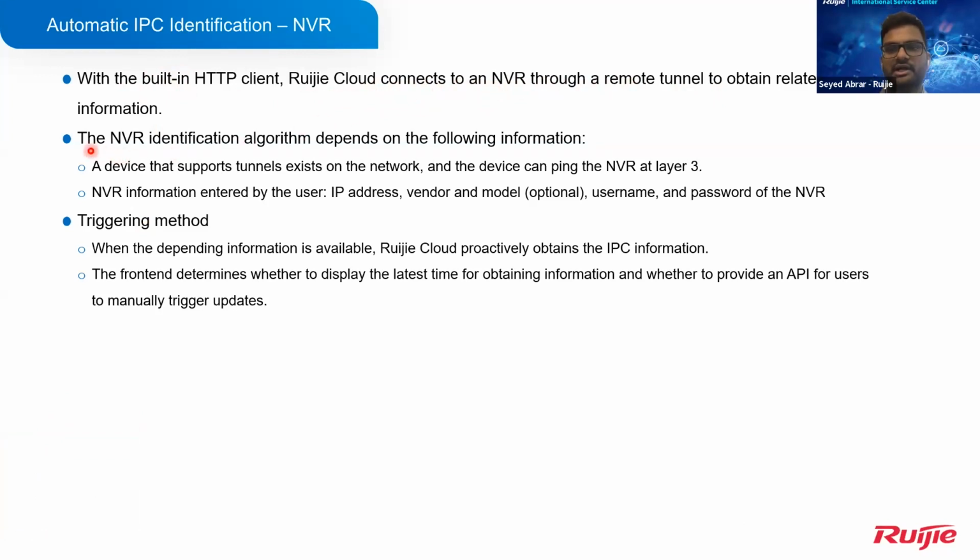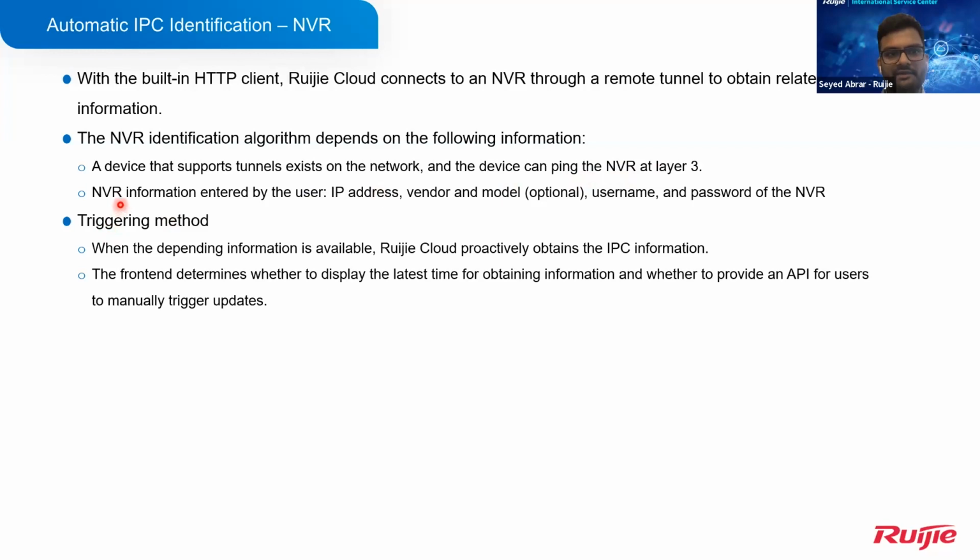The NVR identification algorithm works this way. First, in your network in your project, the devices must support the tunnels, and then the device can ping the NVR at the layer 3 level. If there is no connectivity, there is no possibility for the Reyee Cloud to get the NVR information and CCTV information, so please pay attention to that. It has to be accessible.